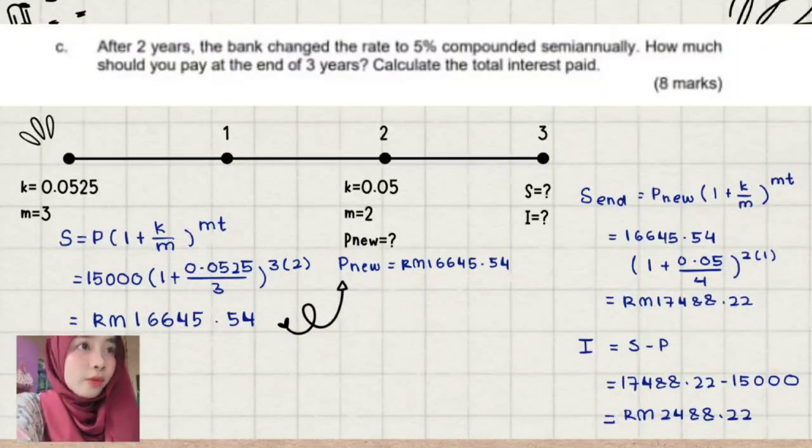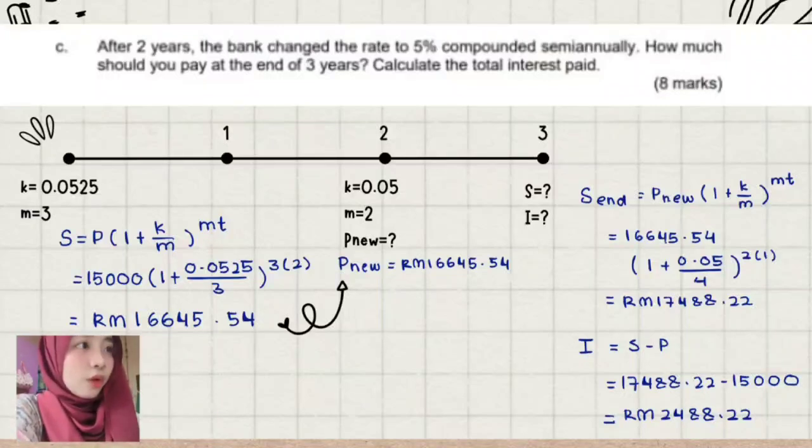We put the value in the formula, and the answer is 16,645.54 ringgit. Sn is P bracket 1 plus K over M bracket power of M multiplied by T. The answer for Sn is 17,488.22 ringgit.